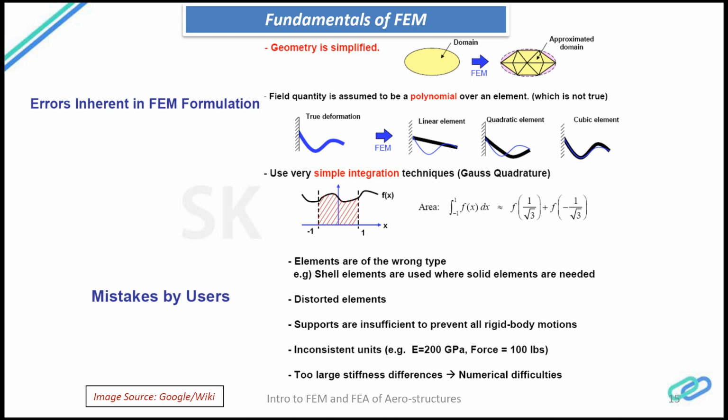The next one is rigid body motions. Suppose the user forgets to apply a boundary condition. Take a simply supported beam, where one end has to be hinged and the other has to be rolled. If both are hinged or both are rolled, then there will be a rigid body motion when you apply the axial force, it rolls away. So there is no proper boundary condition. And then there might be inconsistent units, especially in the material properties.